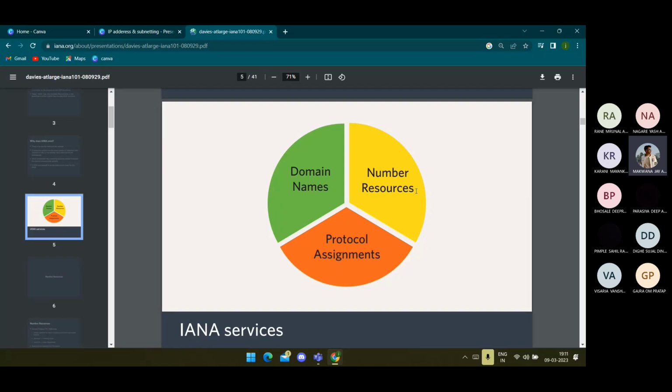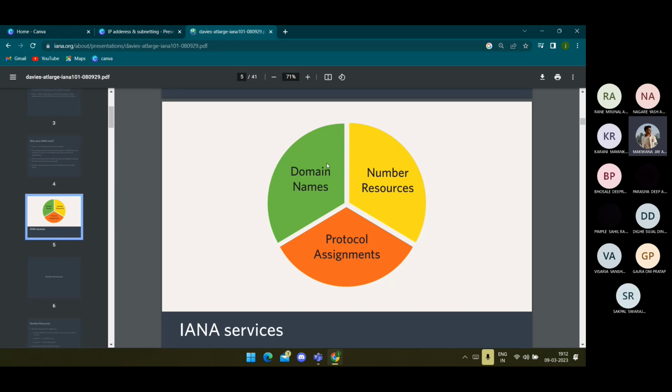Then number resources means an IP address. I have a domain jai.com which I bought from a domain service, and I want to host that. To host my domain, I will need an IP address, right? So I will bind my IP address to my domain and host that. This IP address is also provided by IANA and comes under the IANA services.